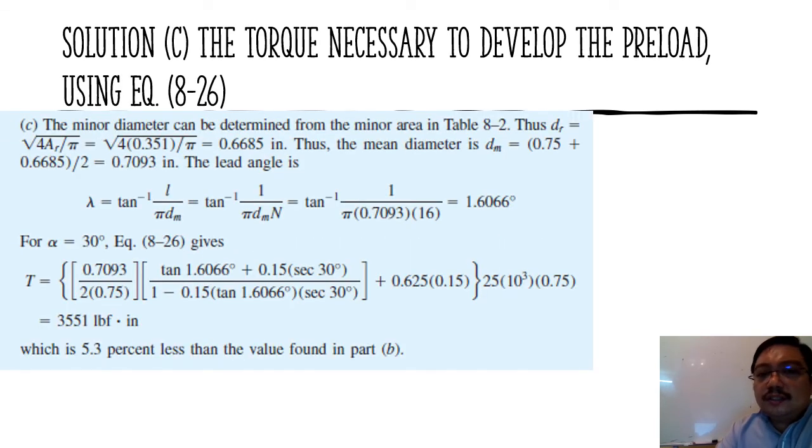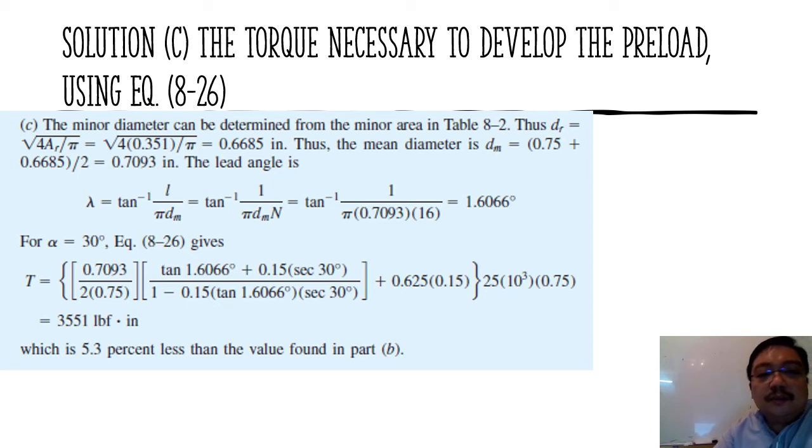Okay, solution C, the torque necessary to develop the preload using equation 8-6. Remember, you have two equations, 8-6 and 8-7. In the previous slide, we did 8-7. Now in this slide, we are doing 8-6.